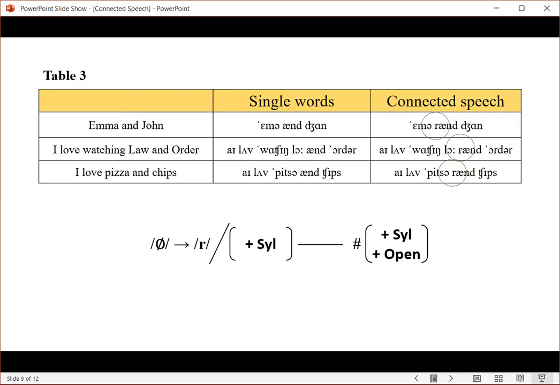This phenomenon is known as intrusive R in connected speech. It occurs naturally in English, even when there is no R in the spelling. An R sound is inserted between two vowel sounds to ease the transition and maintain fluency. The rule reads, insert an R sound between two vowels when the first ends in a vowel and the second begins with an open vowel.